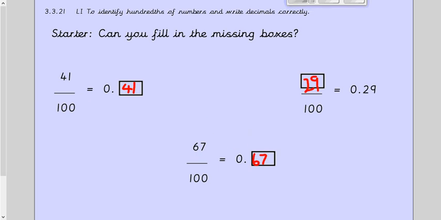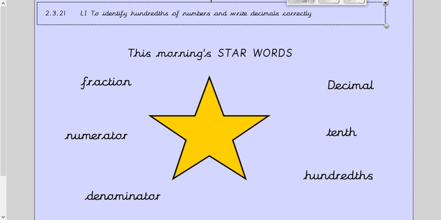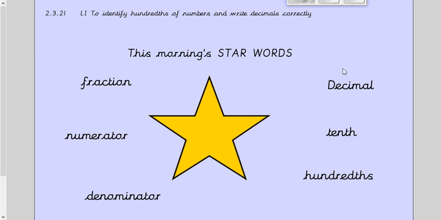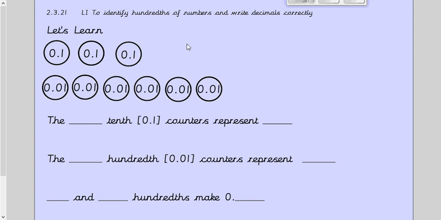So we're carrying on with what we did yesterday, but we're looking more at the place value of each digit and understanding the difference between the tenths and the hundredths. Now we've looked at both. So looking at this, we have 0.1, which we know is 1/10, and we have 0.01 counters, which are hundredths counters. So the tenths 0.1 counters represent something. So we need to fill in the sentence stems.